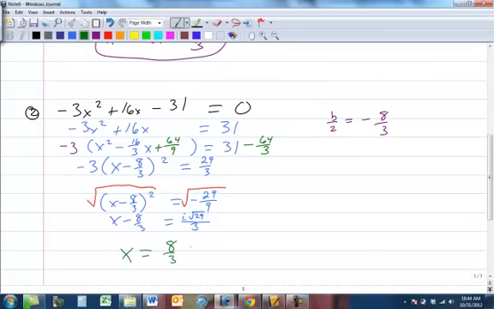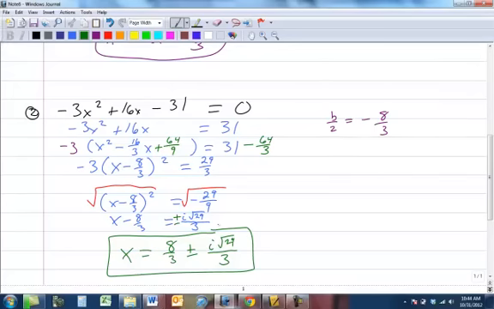Oh, snap, but I did forget something, didn't I? Forgot my plus or minus. All right, if you use the square root to solve, make sure you got plus or minus. So our final answer is 8/3 plus or minus i root 29 divided by 3. That was gross, huh? Yeah.